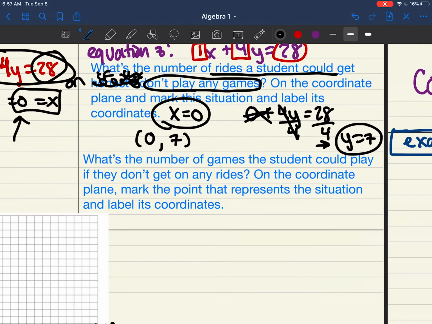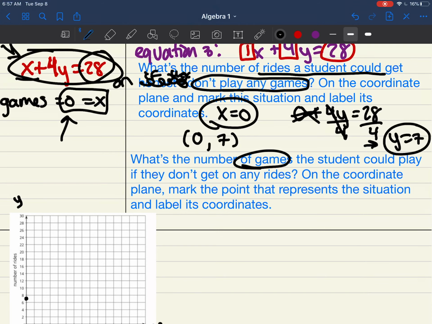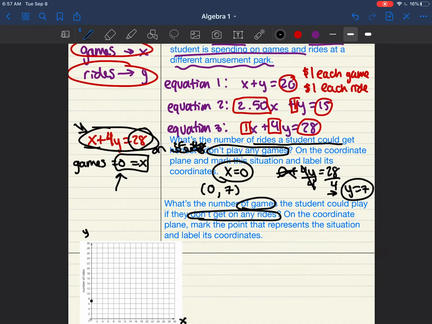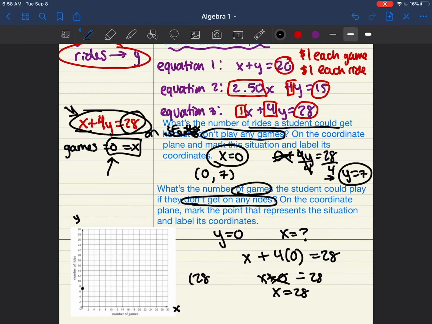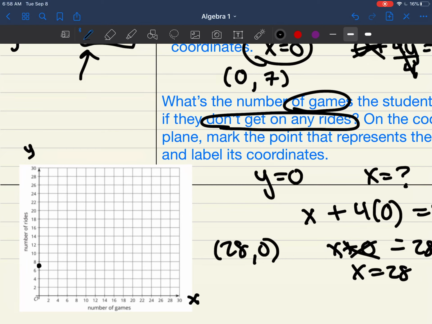All right. What's the number of games a student can play if they don't get on any rides? So rides is y. So if y is 0, what is x? Is basically what this is asking. So we're still going to stay with that same equation. So we've got x plus 4 times 0, right? Y is 0 now, equals 28. 4 times 0 is 0, so that cancels out. X equals 28. So let's make this into an ordered pair. 28 comma 0. So that's your x, and this is your y. So you go 0 on the y. So 28 on the x. So we're over here.